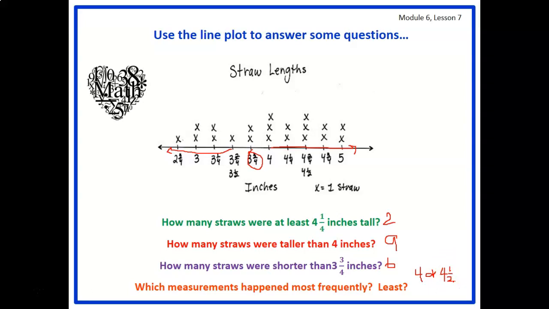And which one happens the least frequently? Well, the least frequently would mean that it is the smallest amount of time. So we've got a tie on that one too. 2 3/4 and 3 2/4, which is 3 1/2. Okay, so moving on from there.